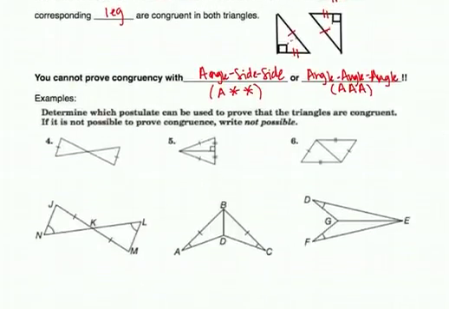Okay, so in the examples below, we're going to determine which postulate, which of the ways that we talked about, can be used to prove that the triangles are congruent. And if it is not possible, you're going to write not possible.